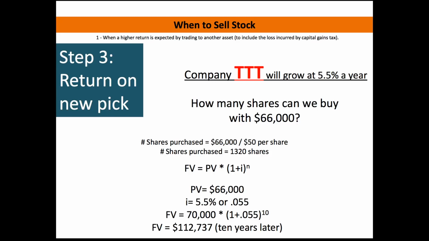So we go back to our basic formula. And just so you know how many shares we'd be able to buy, you're going to take your $66,000 divided by your $50 per share, and you'd be able to buy 1,320 shares of the new company. And those shares would grow. So our present value is $66,000. It's going to grow at 5.5%. So when we plug those numbers into the formula, our future value equals $112,737. And that would be the value in 10 years from now, which the year would be 2022.